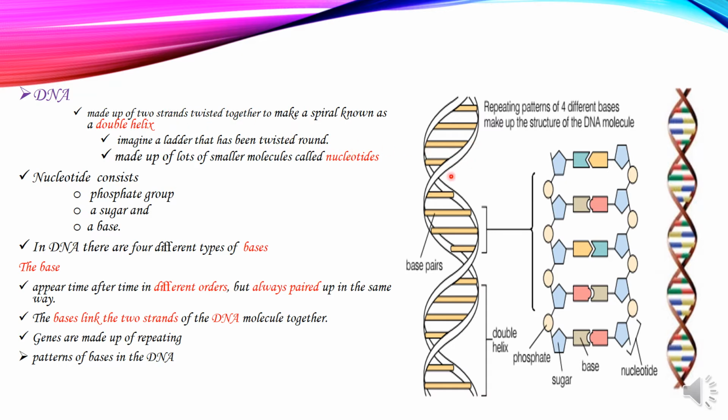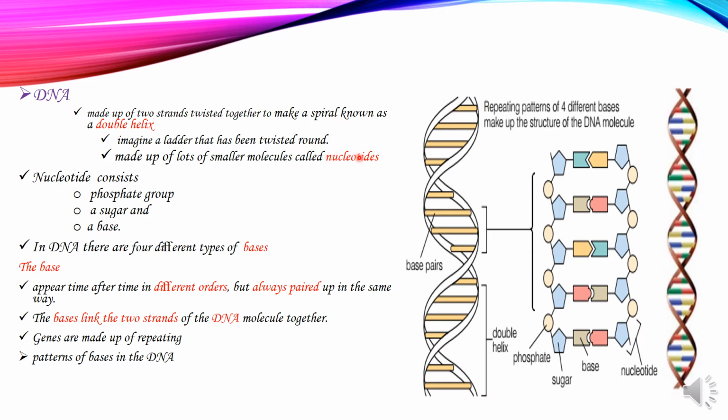Twisted means it's curved. It is a twisted spiral known as a double helix. Imagine a ladder. You know a ladder? A ladder is a carpenter's equipment to climb up a wall or a roof. It is just like a ladder that has been twisted around, made up of lots of small molecules called nucleotides. This DNA is made up of a number of nucleotides.